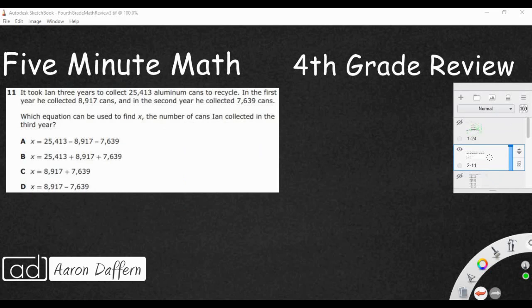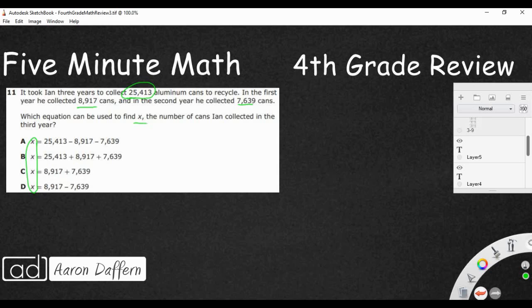And that is going to be how we represent an unknown quantity. In this case, our unknown, as you can tell, is in the answer. It's going to be the first number. It took Ian 3 years to collect 25,413 aluminum cans to recycle. In the first year, he collected 8,917. In the second year, he collected 7,639. And then which equation can be used to find X, the number of cans that Ian collected in the third year?